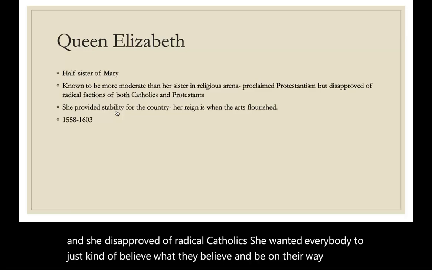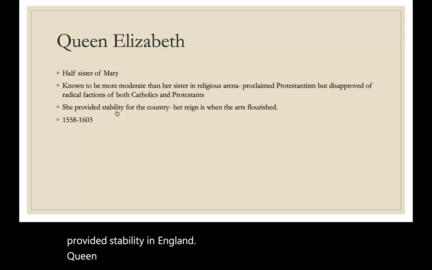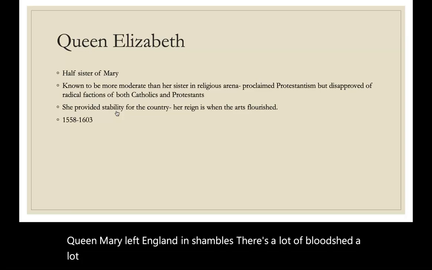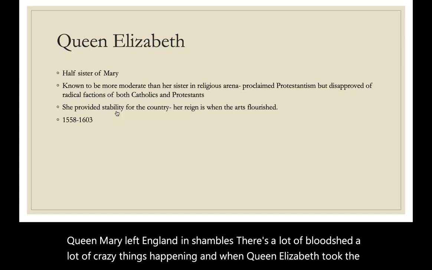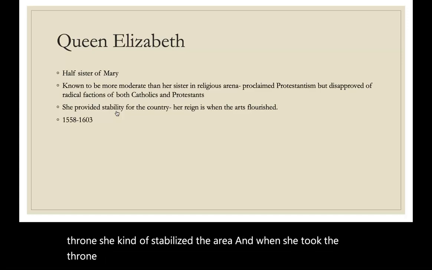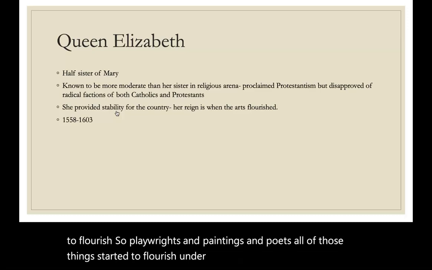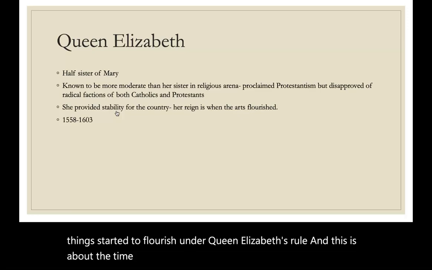She provided stability in England. Queen Mary left England in shambles. You know, there's a lot of bloodshed, a lot of crazy things happening. And when Queen Elizabeth took the throne, she kind of stabilized the area. And when she took the throne and everything kind of calmed down, that allowed the arts to flourish. So playwrights and paintings and poets, all of those things started to flourish under Queen Elizabeth's rule. And this is about the time that Shakespeare starts writing.